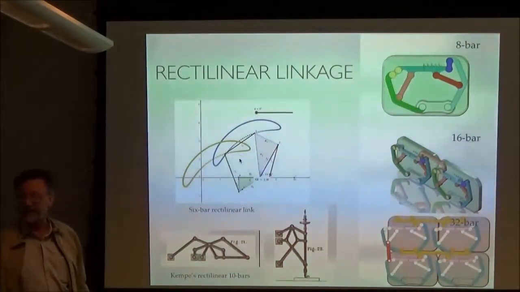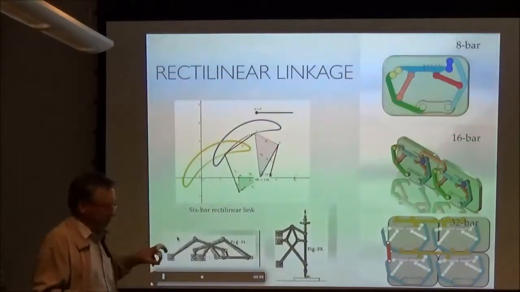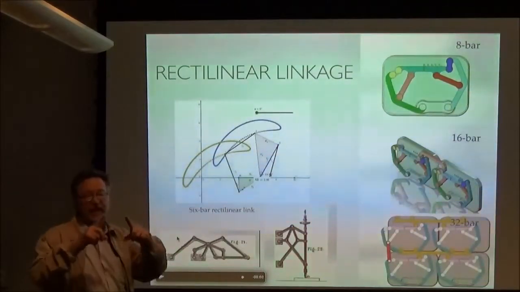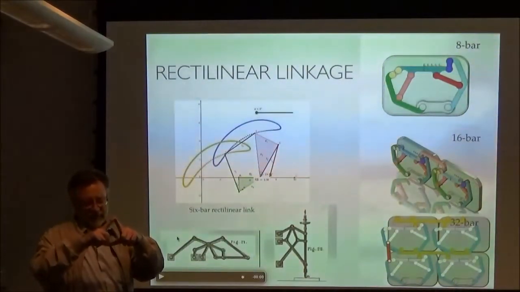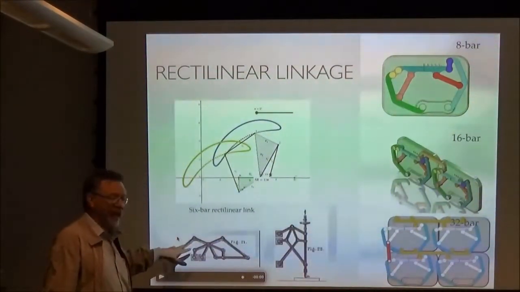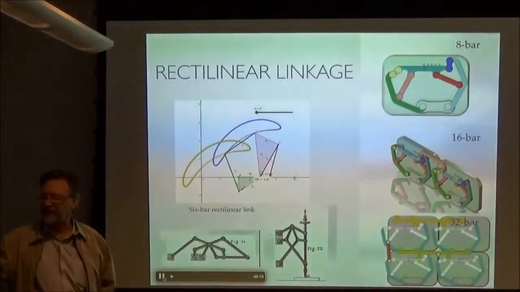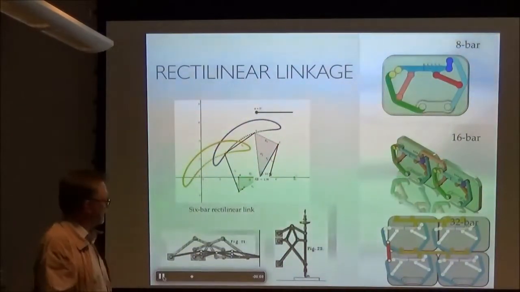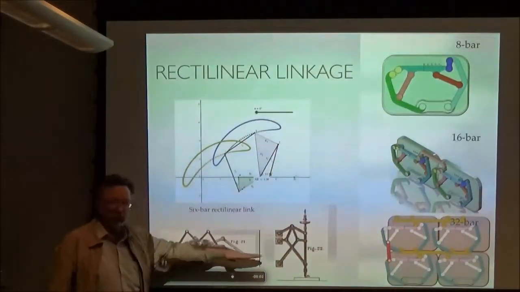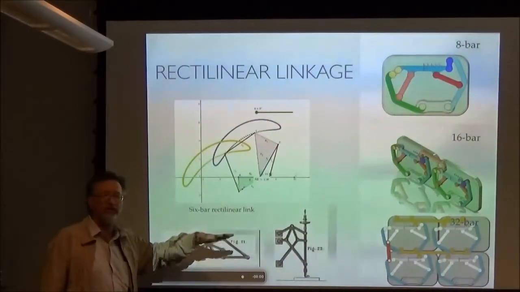This is an old result. This is Kempe. This book is now available. By looking at the geometry, the mathematics of parallelograms and kite linkages and rhombus, and how all the points move when these things move, he and his colleagues, in the 1880s, were able to identify that if you assemble these links in this particular way, you get pure rectilinear motion, pure straight line motion. Not just straight line motion, but straight line motion where there's no rotation.